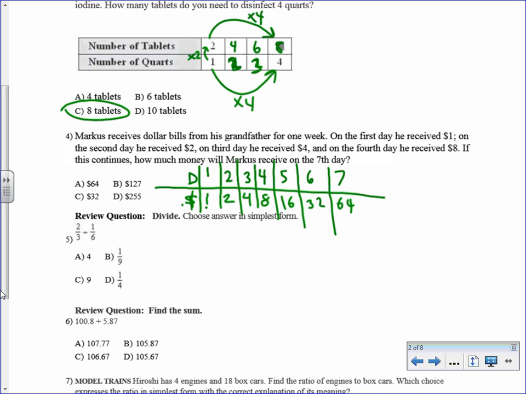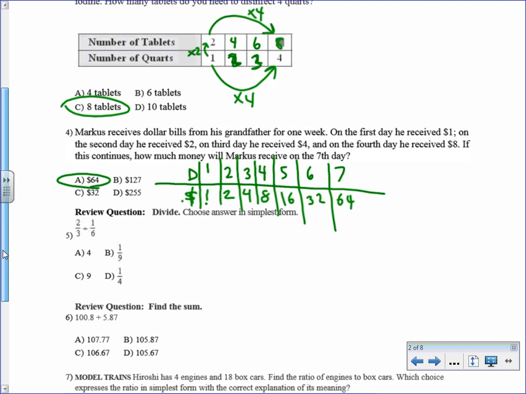But how can that be? Well, is it true that whatever you do to the bottom, you have to do to the top? It is. So what's wrong with this one? Why is this one so hard? Because it's a different pattern, right? Is it a proportion? It's not a proportion.